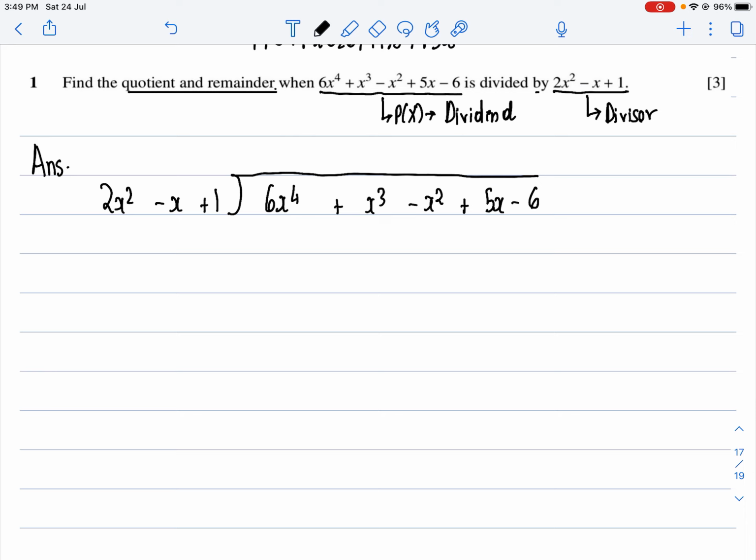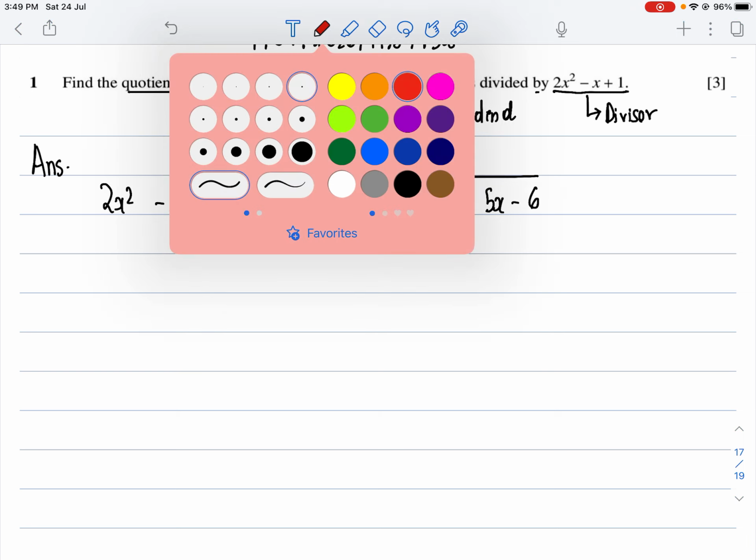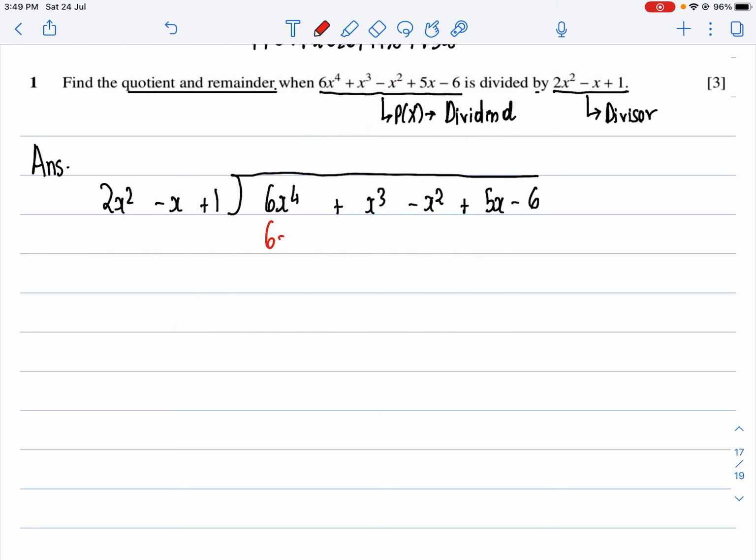So now basically what I need here is, we'll follow the steps. I need a 6x raised to 4. So what should I multiply to 2x square here to get a 6x raised to 4? If I multiply it by 3x square, because 2x square into 3x square gives me 6x raised to 4, correct? So that's how, if I multiply 2x square to 3x square, I get a 6x raised to 4.